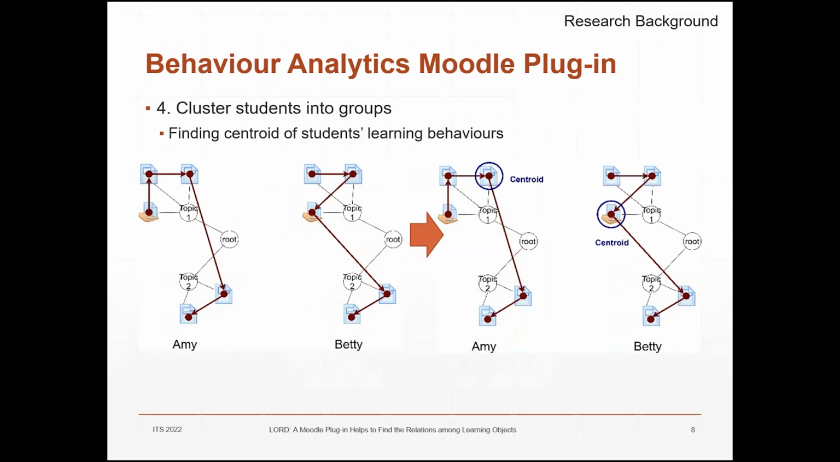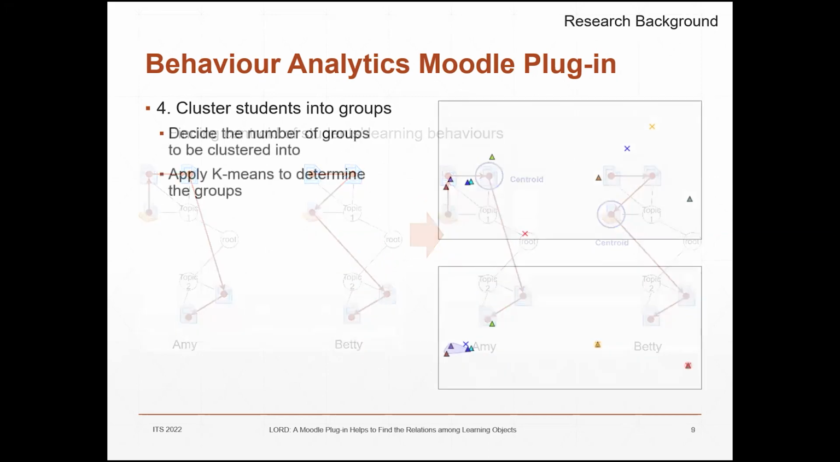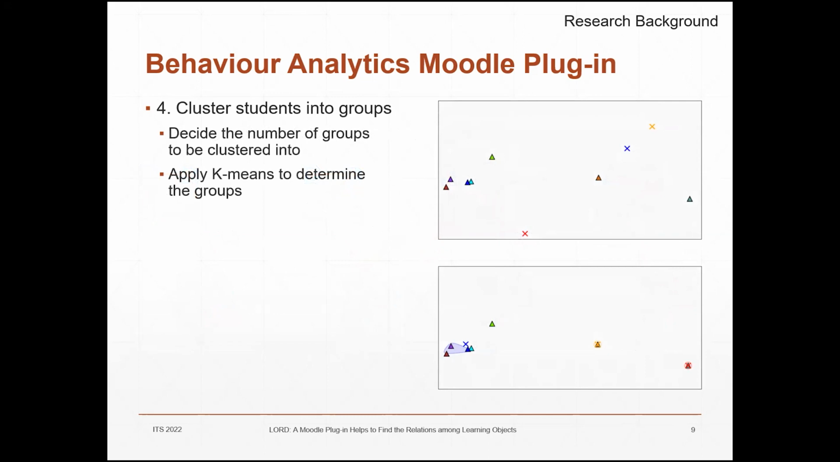So you can find out that even though both Amy and Betty visit all the learning resources on this graph, they will get different centroids because we use the centroid decomposition method to find the centroid. And then later, you can find out the triangles are actually the centroids. And then we will try to find which students are in the same group.